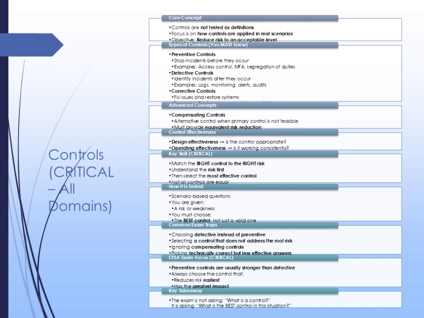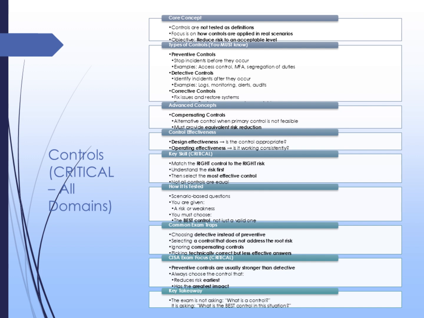Preventive controls are designed to stop incidents before they occur. Examples include access controls, multi-factor authentication, and segregation of duties. Detective controls identify issues after they occur. These include logging, monitoring, alerts, and audit trails. Corrective controls focus on restoring systems or reducing the impact after an incident. Examples include backups, disaster recovery plans, and patching activities.